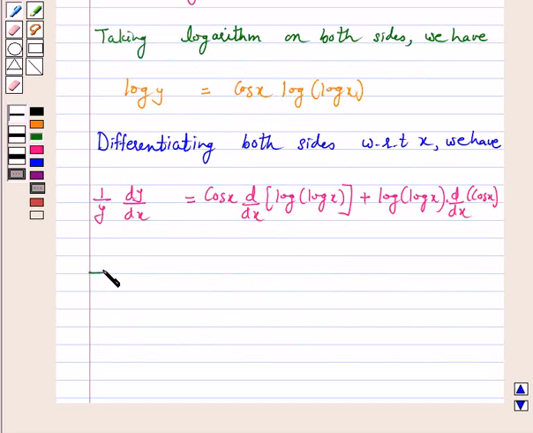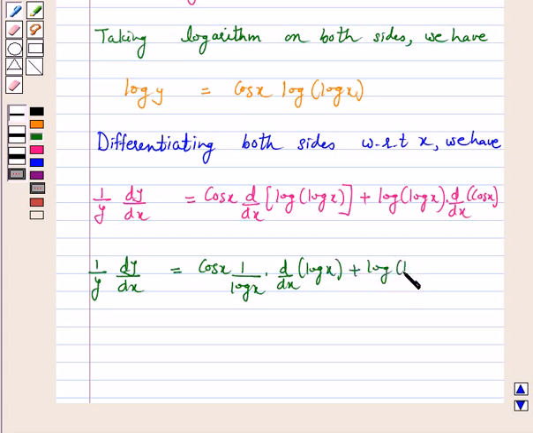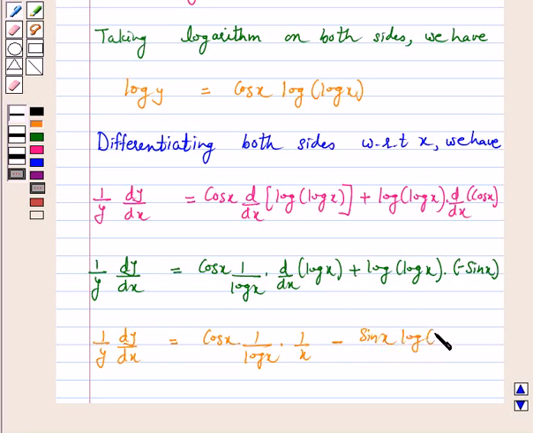So this is equal to 1 over y into dy by dx is equal to cos x into d by dx of log x is 1 over log x into d by dx of log x plus log of log x into derivative of cos x is minus sin x. So this is equal to 1 over y dy by dx is equal to cos x into 1 over log x into 1 over x minus sin x into log of log x.